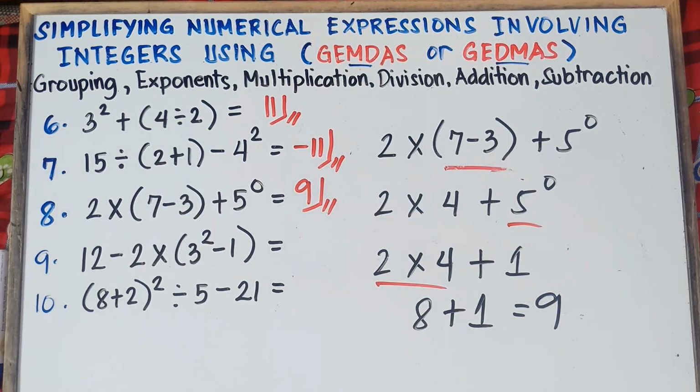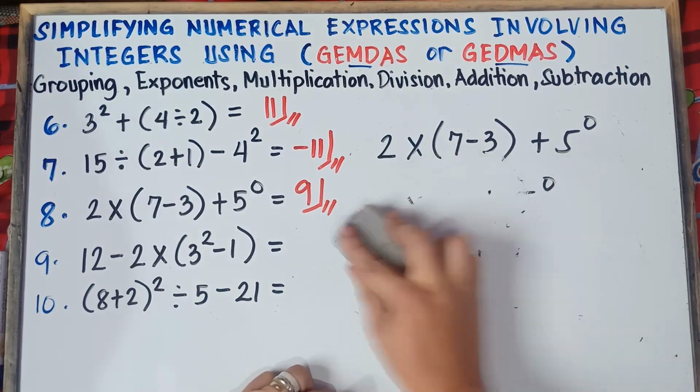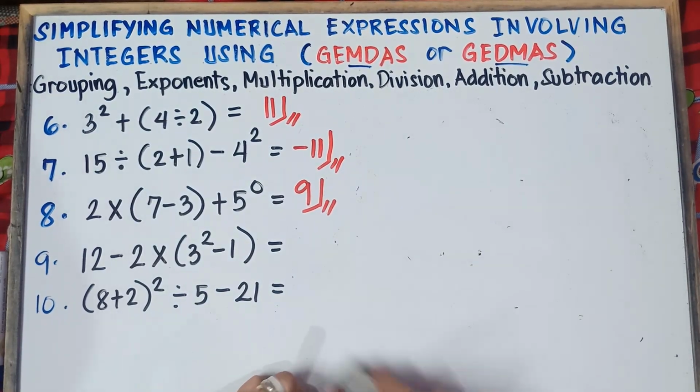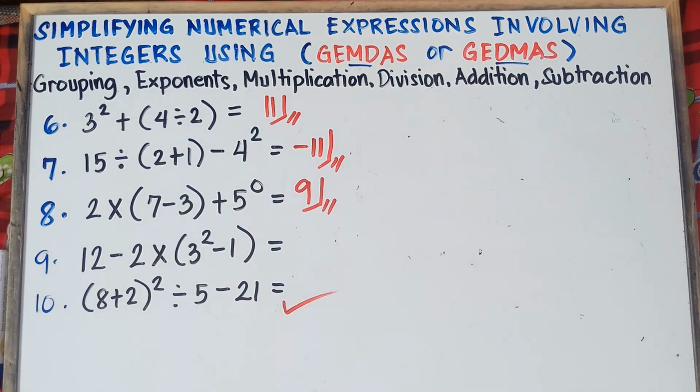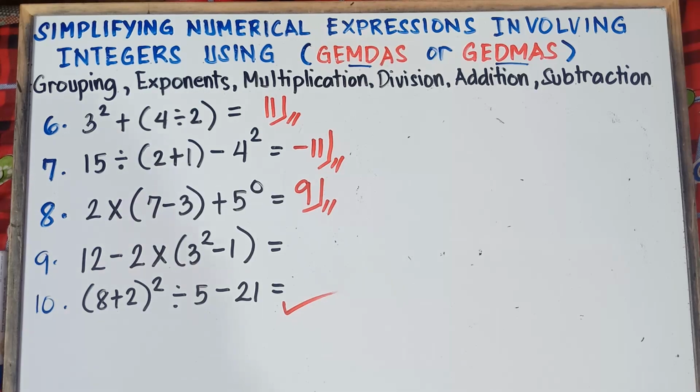9. Alright, so let's have the last example, class, number 9. And then you try number 10, class. And you put your answer in the comment section down below. Let me check, class, if you really understand our topic.